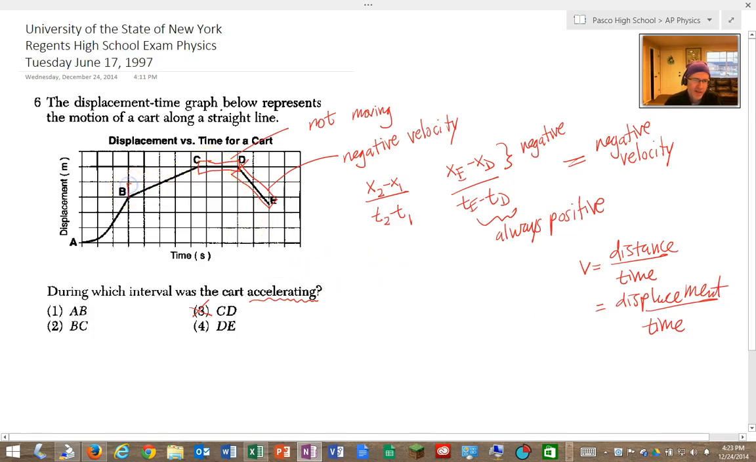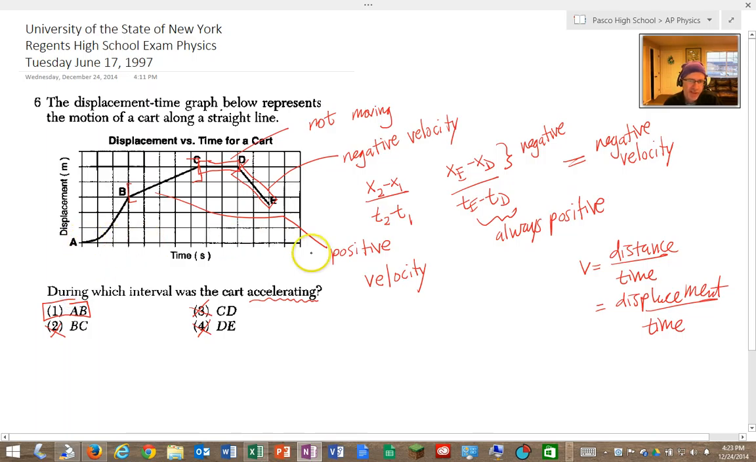So similarly, I think you could see that this part of the graph right here, from B to C, so it's not D to E. From B to C, similar, you could see that's positive velocity for the same reasoning. Since x at C is greater than x at B, so the displacement at C is greater than the displacement at B, it's positive velocity. Time is positive. So the only interval at which the cart is accelerating must be AB.